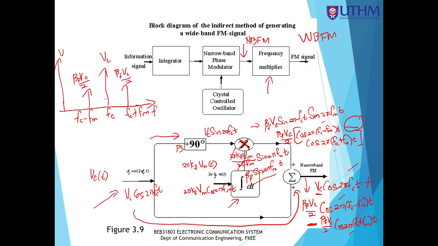If you want to calculate the bandwidth, you see that the frequency components are separated by FM. The distance is FM. So that means the bandwidth is equal to 2FM.